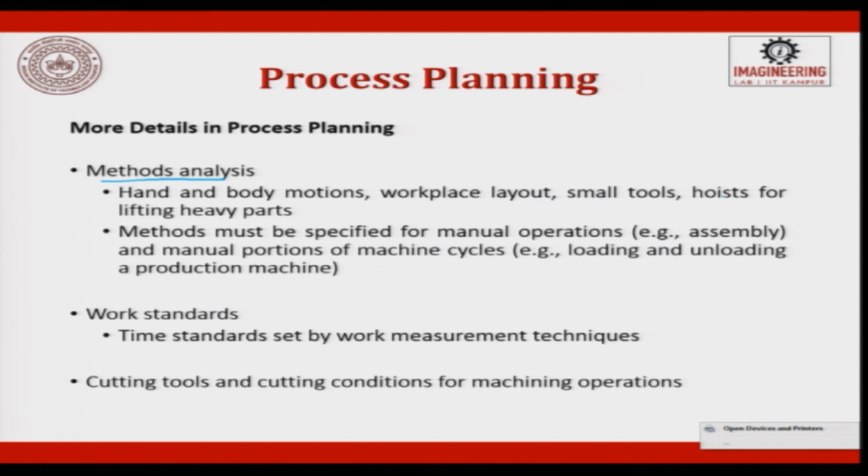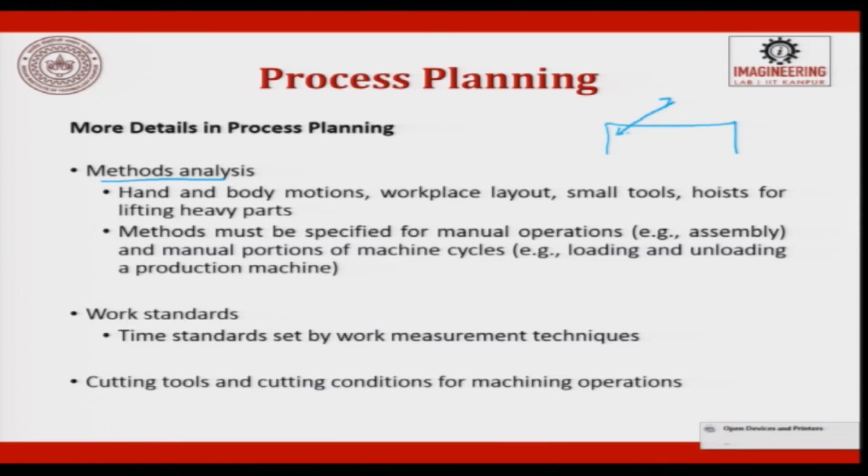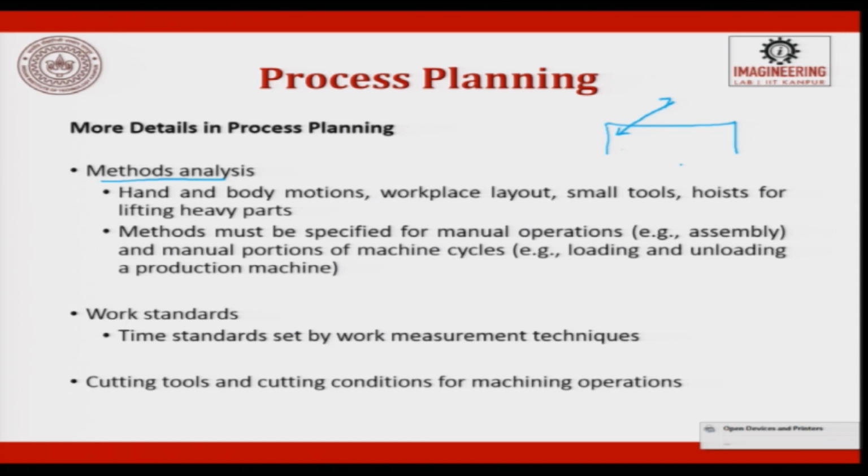workplace layout, small tools, hoists for lifting heavy parts, how are they going to be placed near the machines. For example, if you have an overhead crane, the overhead crane will always come on a gantry layout. So now this can only move across the factory layout. It can go to discrete parts, do a vertical lift and then move towards the extreme end and then it will download. All these things we are supposed to think about, and that is called methods analysis.